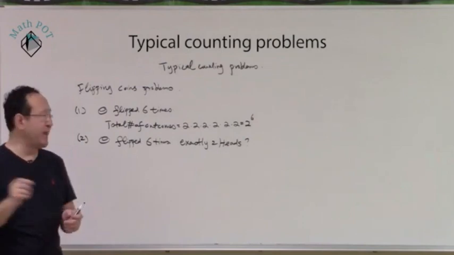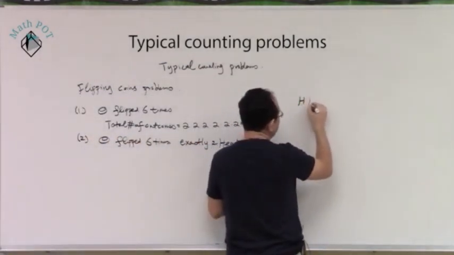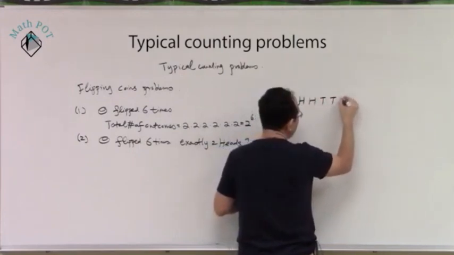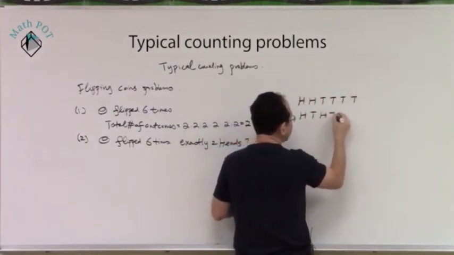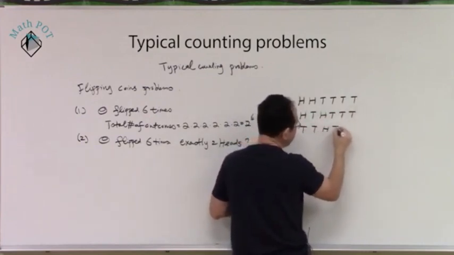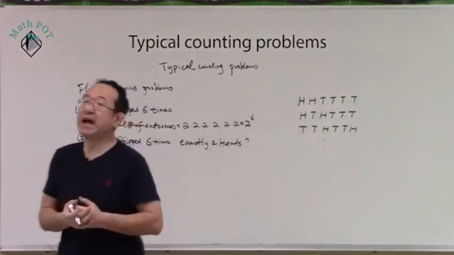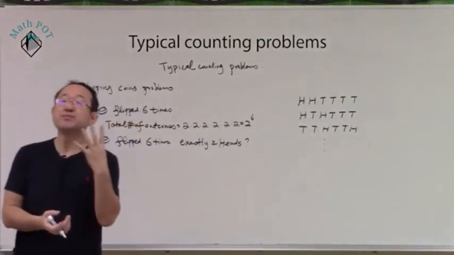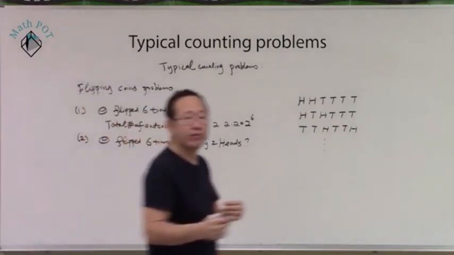No. Could it be, for example, first one heads, second one heads, and then followed by tails? Of course, could be one heads and tail. Of course, could be tail, heads. Of course, you try. After you put out a few possible outcomes, you can clearly see this problem is nothing but equivalent to what?